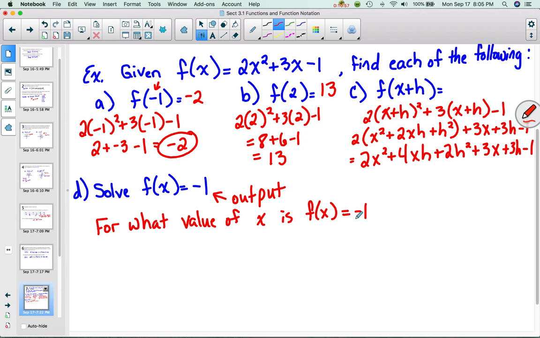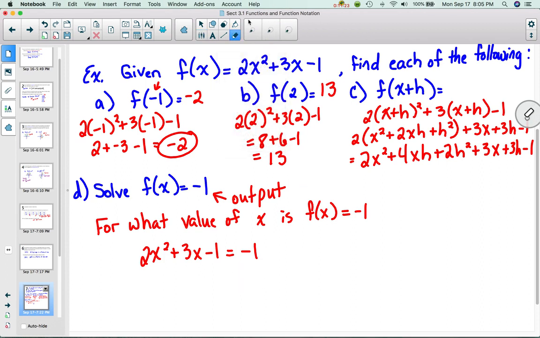I'm not just going to substitute a -1 in for x. This is the f of x value. So I'm going to take 2x squared plus 3x minus 1 and set that equal to -1. Well, remember, this is a quadratic equation that I'm trying to solve. So we always get that equal to 0. So I want to zero this side out. So I'm going to add 1 to both sides.